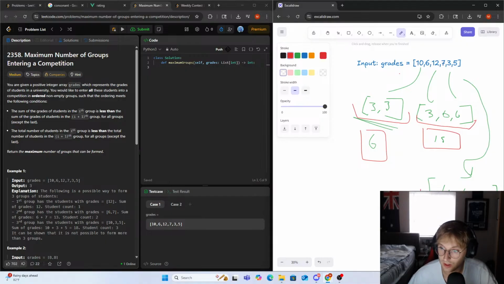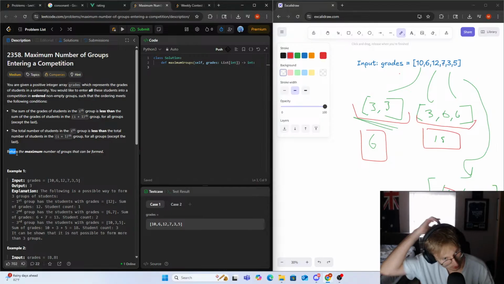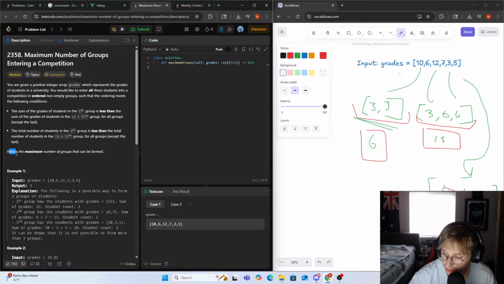But really, what's good is that the last group doesn't matter what it is, right? Oh, except the last, right? So really the last can be whatever. It can be greater than or it can be smaller. So really we could have 1 here, or we could have 100. It doesn't really matter. So the last group does not matter. Return the maximum number of groups that can be formed. So I think we understand the problem fully. A little bit of an interesting problem.